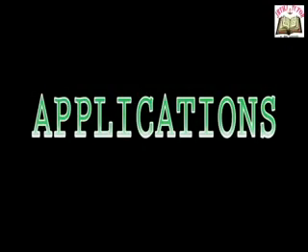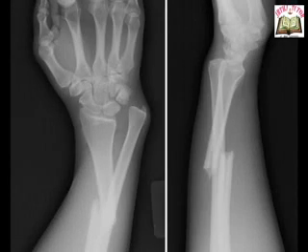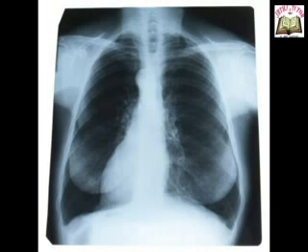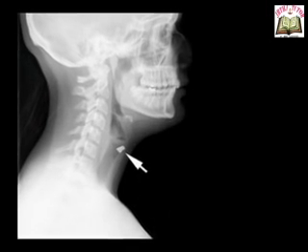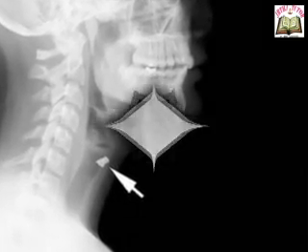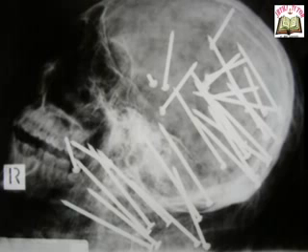Applications of X-rays. An X-ray photograph gives information about fractures of bones in our body. X-rays are used to locate foreign bodies such as bullets, coins, pins which are pierced in the human body. X-rays are also used for the treatment of diseases like cancer.